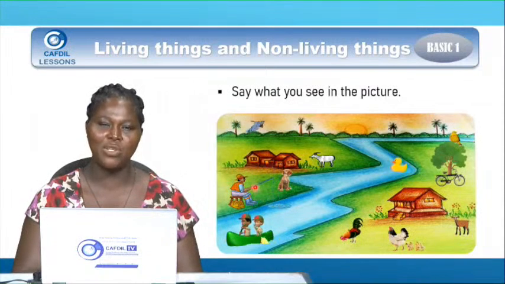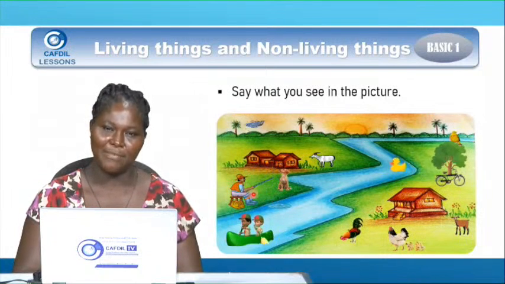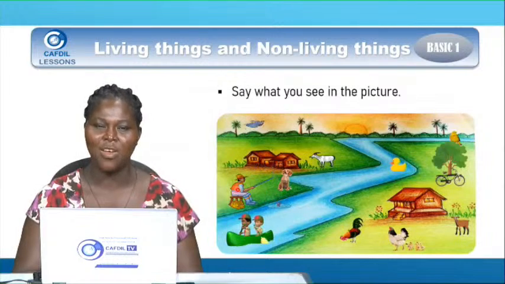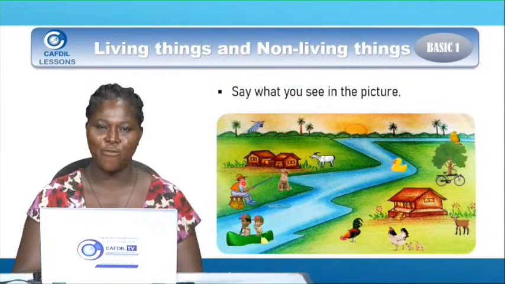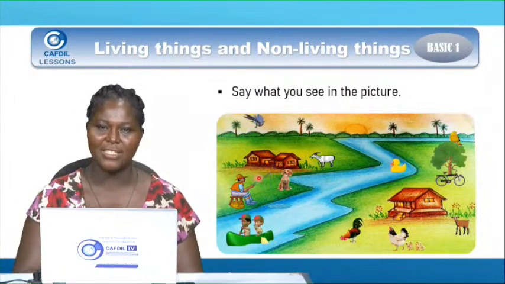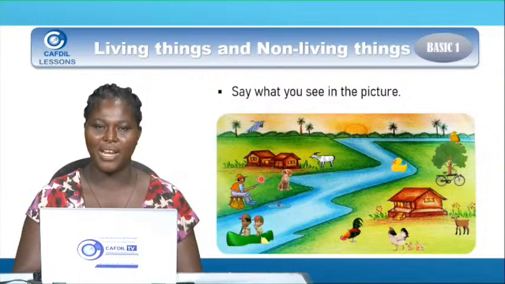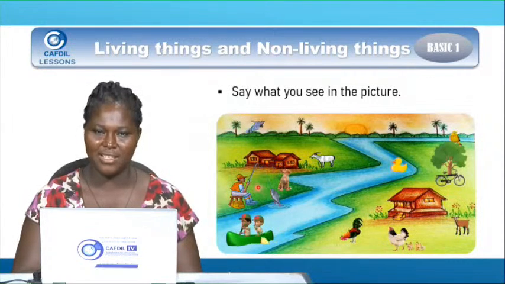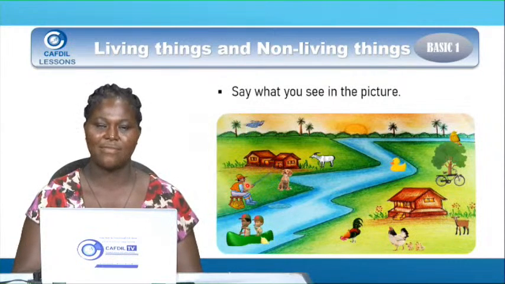Now let's look at the man. What is the man doing? The man is catching fish in the river. The man is sitting on the chair and he is catching fish with a stick and a rope or a line. So there's a fish in the river and he is catching it.